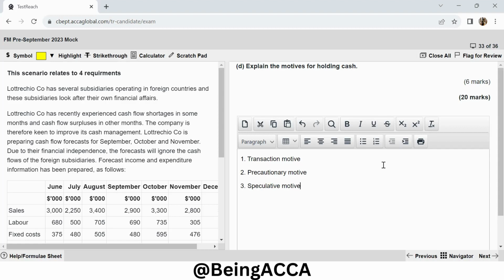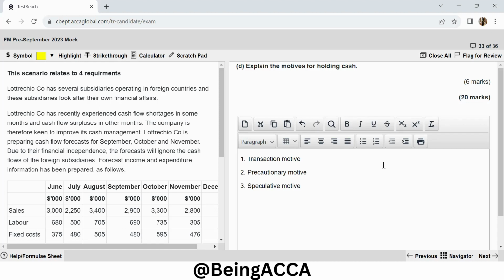Transaction motive is nothing but why we are holding cash. Companies hold cash because they want to meet their payment needs. They have to pay wages, they have to pay interest on loans or any debt that they have taken. They also have to pay their suppliers. So that is why cash is held. Another motive why cash is held is the precautionary motive. Precautionary motive means that sometimes there can be some unexpected expenses. You do not always know that this will arise. Maybe some emergency arises and you need cash for that. So precautionary motive is also a motive for holding cash.